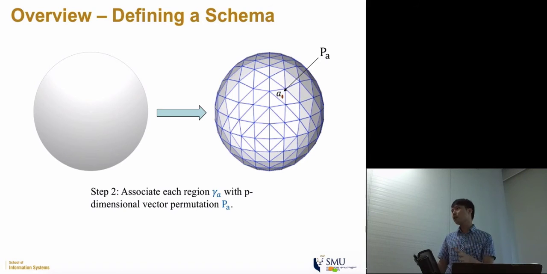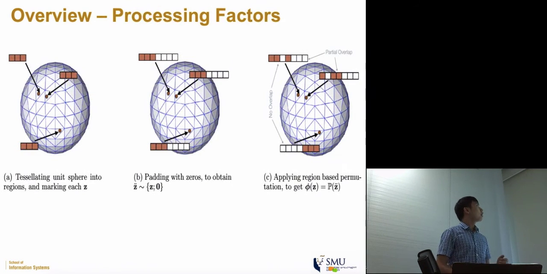So first we partition the unit sphere, and then we associate each region with a permutation of a p-dimensional vector. So in total you have p factorial permutations, right? Meaning that you can associate each region here with one permutation.